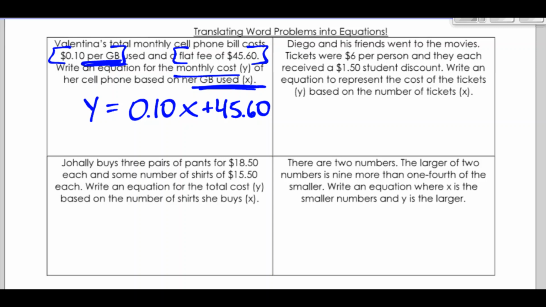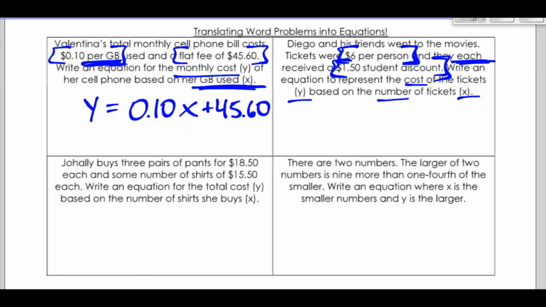And the next one says, Diego and his friends went to the movies. Tickets were $6 per person. They each received a $1.50 student discount. Write an equation to represent the cost of the tickets, y, based on the number of tickets, which is x. So notice I'm just highlighting the parts that have the numbers in them. Really, it's the phrase that goes around the number, $6 per person. They each receive a $1.50 student discount. Those are the key phrases there that are going to generate this equation.